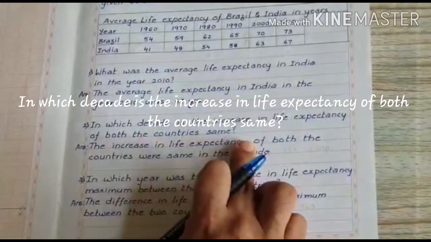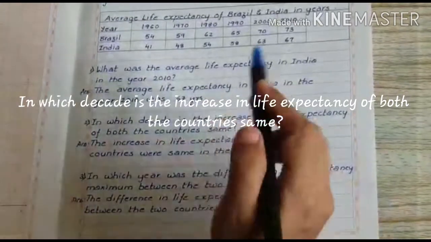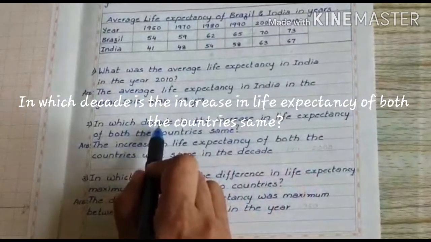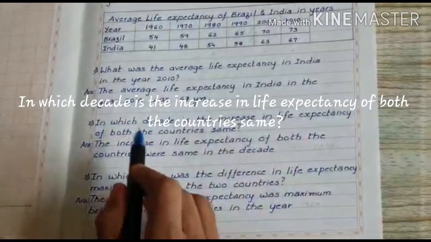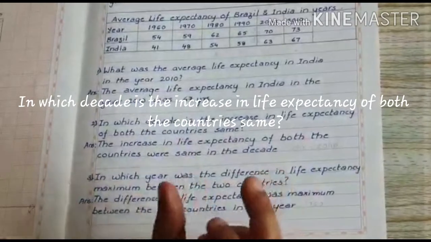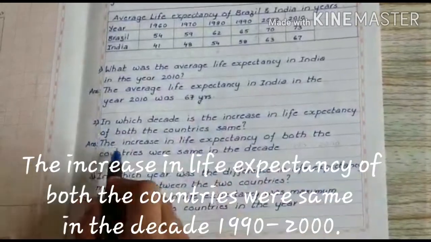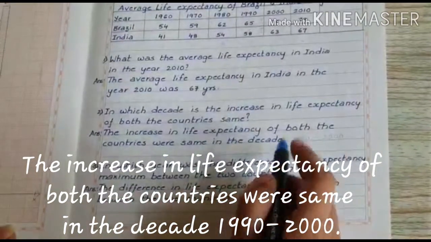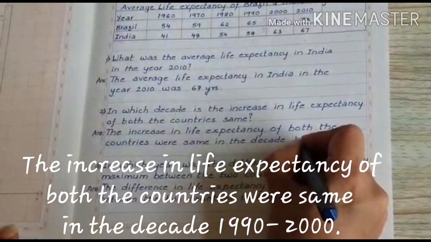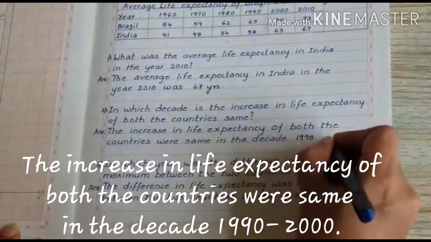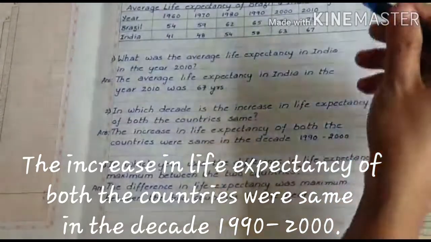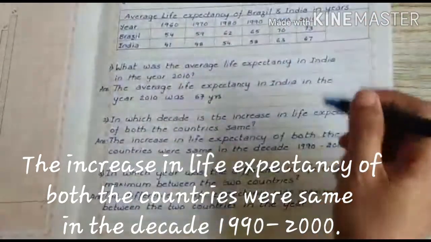The next question asked is, in which decade is the increase in life expectancy of both the countries the same? What is the question asked? In which decade? A decade, I told you before also, means a period of 10 years. So the increase in life expectancy of both the countries was the same in the decade 1990 to 2000. Now you ask me, how did I find that it was the same?